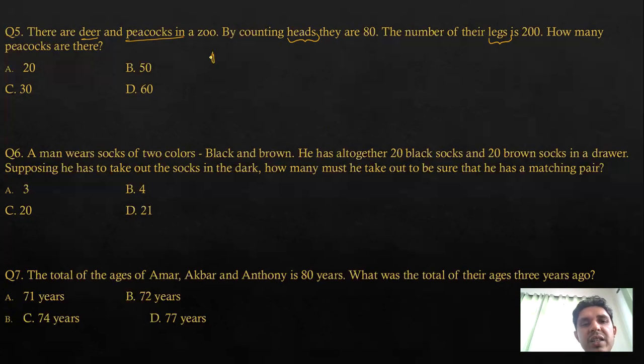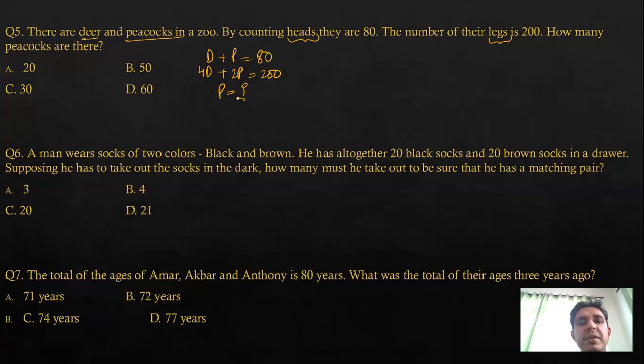So we can make the equation p plus d, or d plus p, is equal to 80. That means one head of deer plus one head of peacock is equal to 80. The number of their legs is 200. That means the number of legs of deer is 4, that means 4d, plus the number of legs of peacock is 2, that means 2p, is equal to 200. Right? And how many peacocks are there? So here you need the value of p. So students, how to calculate the value of p?